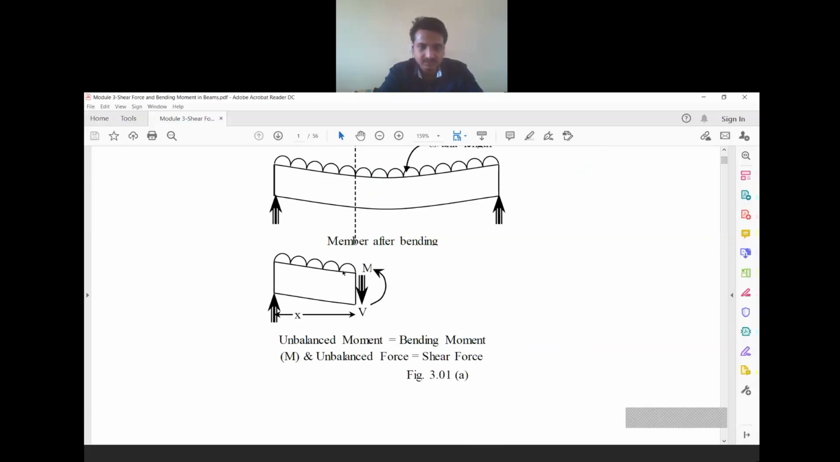So as I have mentioned earlier in the class, if I have a cut section, I will see a shear force and a moment. Shear force is nothing but it is acting parallel to the cross section, and the moments are the ones which are nothing but the unbalanced force. So unbalanced moment is equal to bending moment, and unbalanced force is equal to shear force.